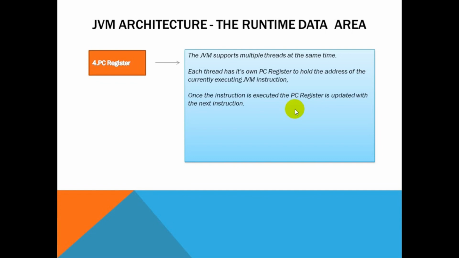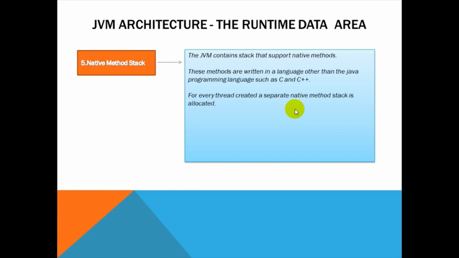Once the instruction is executed, the PC register is updated with the next instruction. Native method stack. The JVM contains stacks that support native methods. These methods are written in a language other than the Java programming language, such as C and C++. For every thread created, a separate native method stack is allocated.